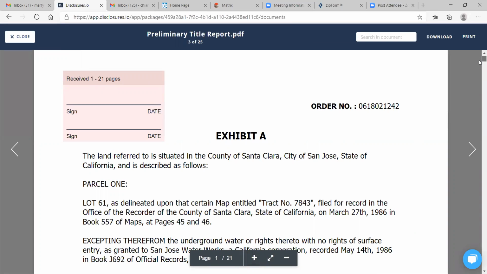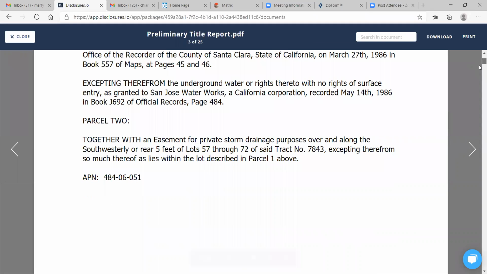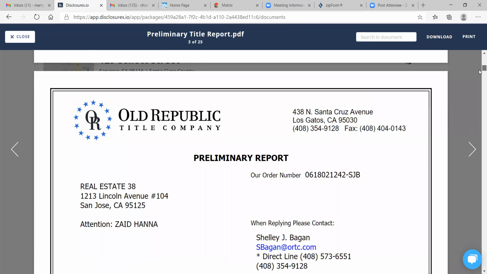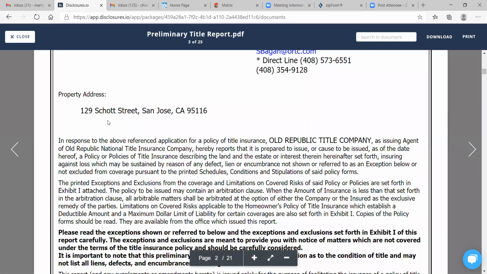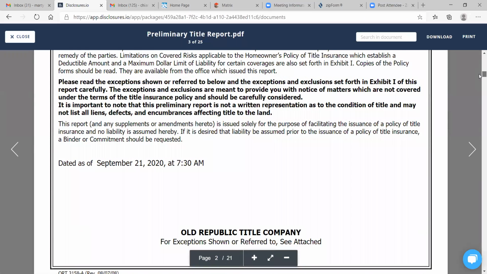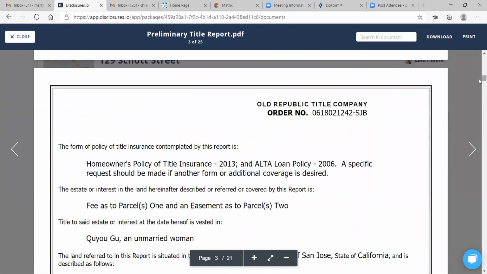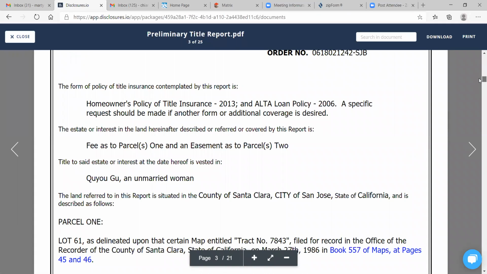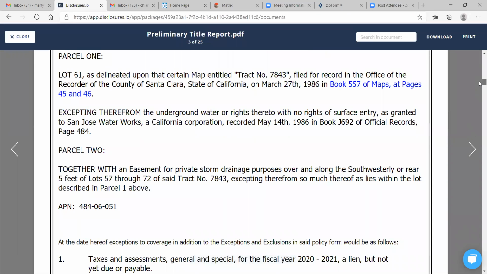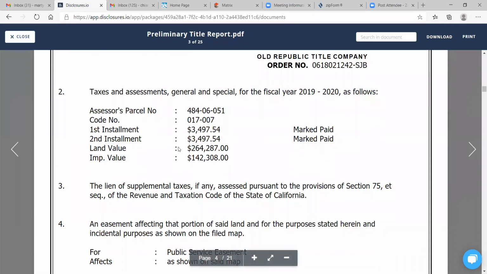Santa Clara County, parcel one. This is a preliminary report by the Old Republic Title Company to help you search for this house. Basically, this is the address right here. So the homeowner policy, this is the homeowner insurance policy. Fee is parcel one, and under this lady. Oh, I thought she was a guy. Okay, so the parcel number is right here, the code, the installment, the repay.